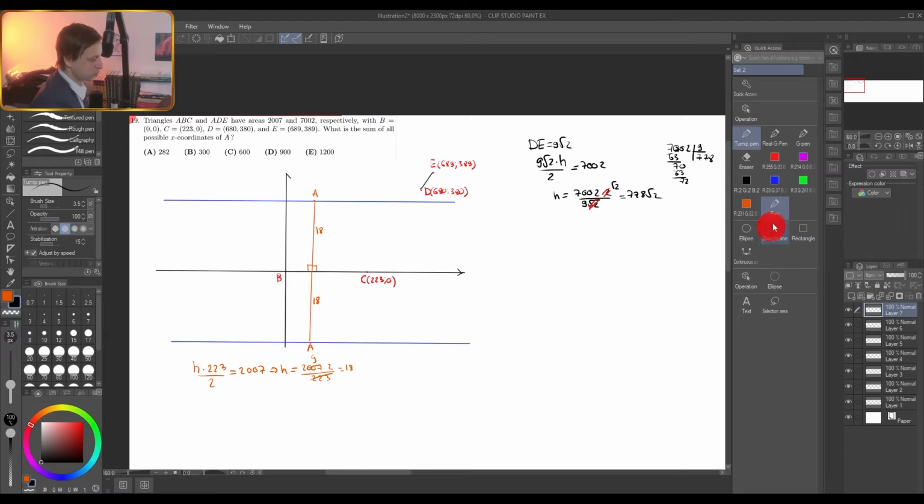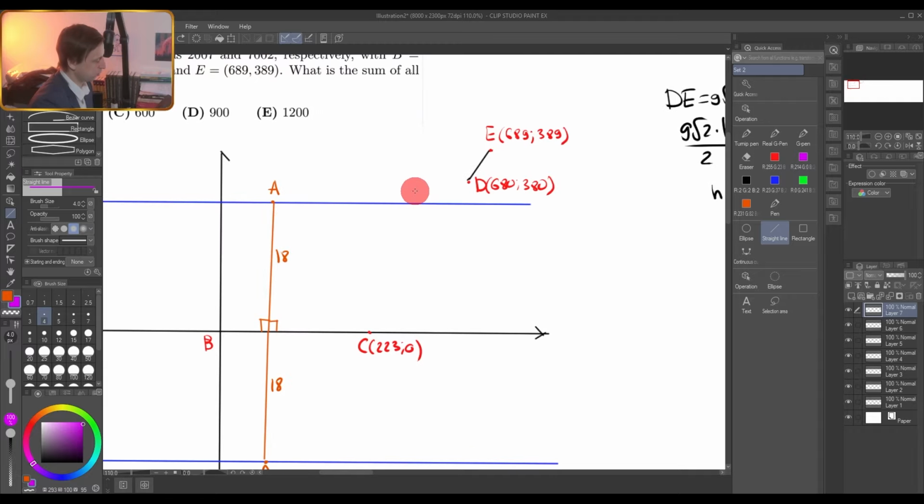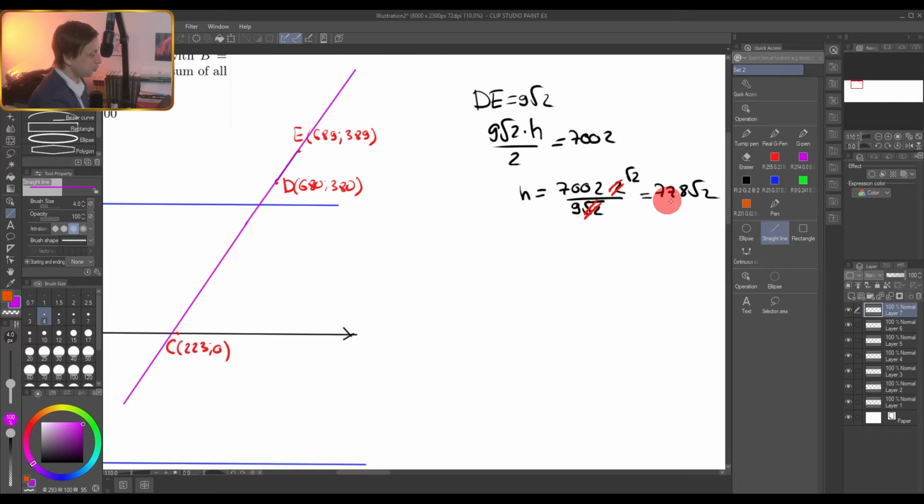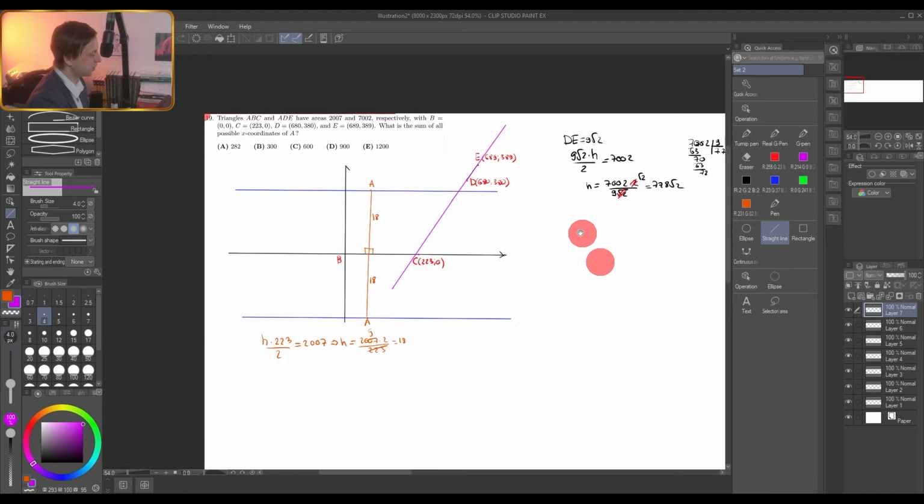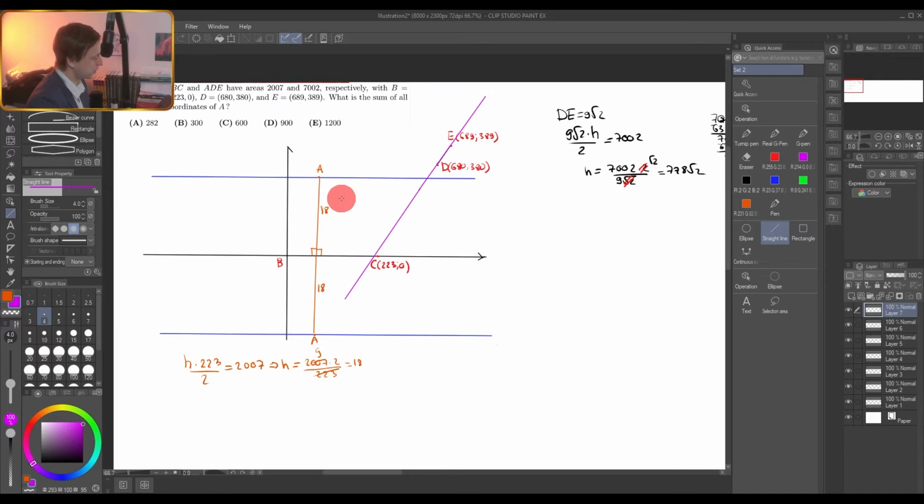So let's draw this line through DE. Let's mark it with some color that will be more pronounced than black. Maybe we'll use purple one. And let's just connect points D and E. We will extend this line a little bit like this. And the necessary distance from point A to this line should be pretty large, should be 778 times square root of 2. But of course, we will not do it up to scale, just not to waste the space.